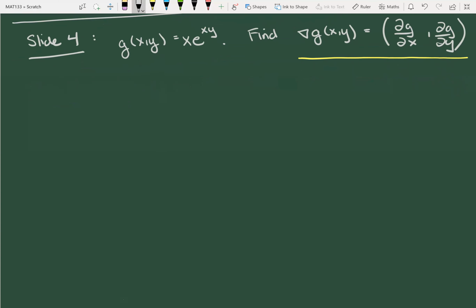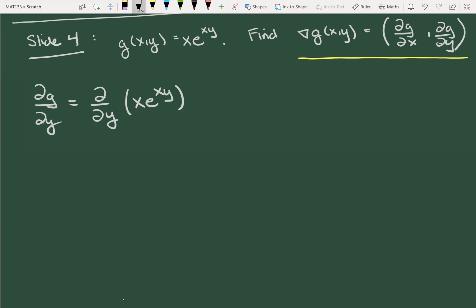Let's compute the y derivative first, just because we know it doesn't matter, but let's practice doing it. So let's start with computing the partial derivative of g with respect to y. Just because we know what the answer should be, right? We know it should be x squared e to the xy. So that's going to be the partial derivative with respect to y of x e to the xy.